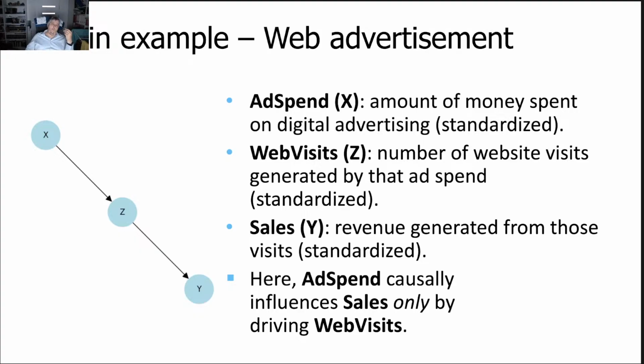So let's consider the problem of web advertisement. Our X variable is the amount of money spent on digital advertising. Z is the number of website visits generated while that money was spent, and sales is the revenue generated from those visits. So we can easily understand that ad spend influences sales by driving web visits. Mostly because if we provide digital advertising, that generally leads to clicking on a website. If we don't click on the website, there will be no visit.